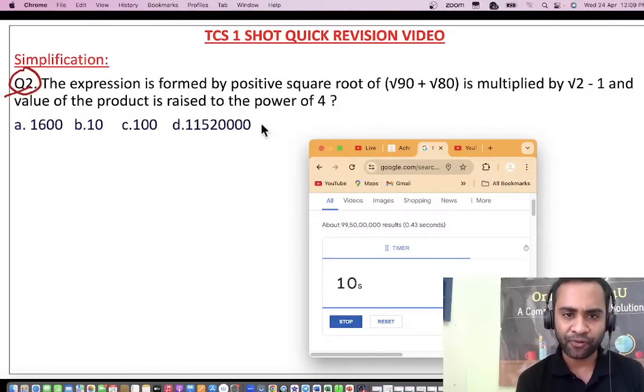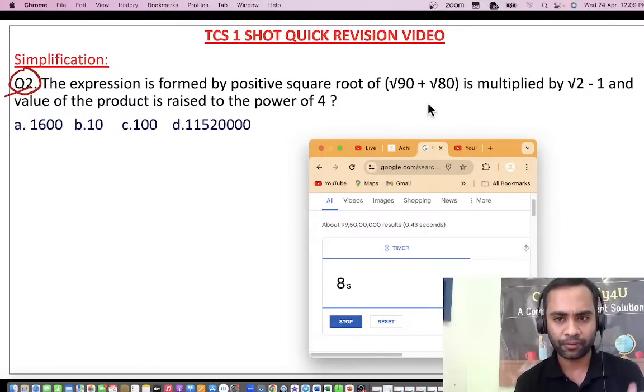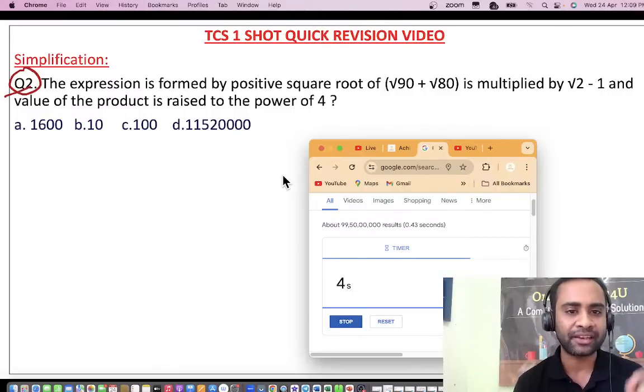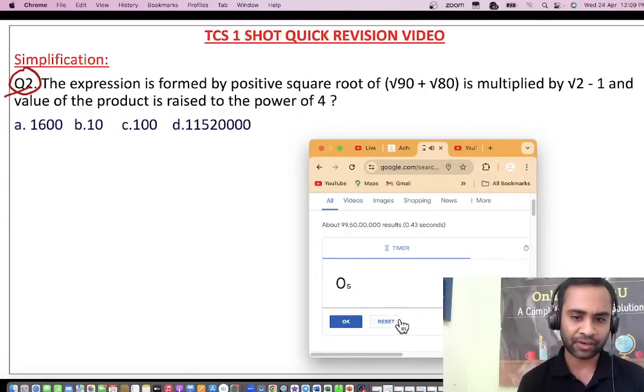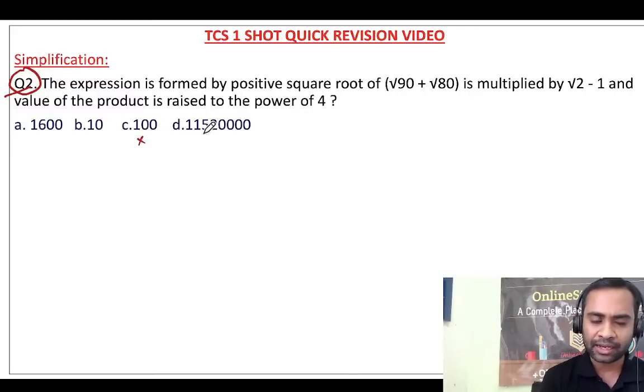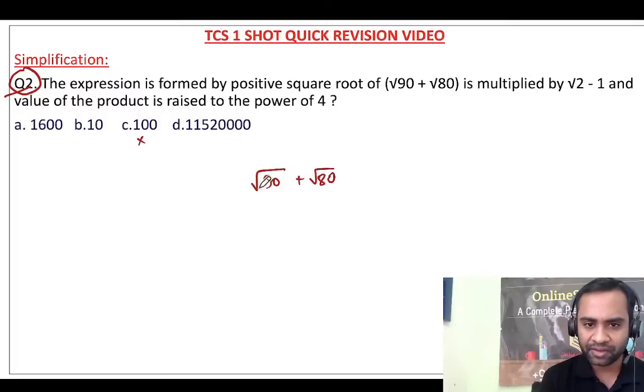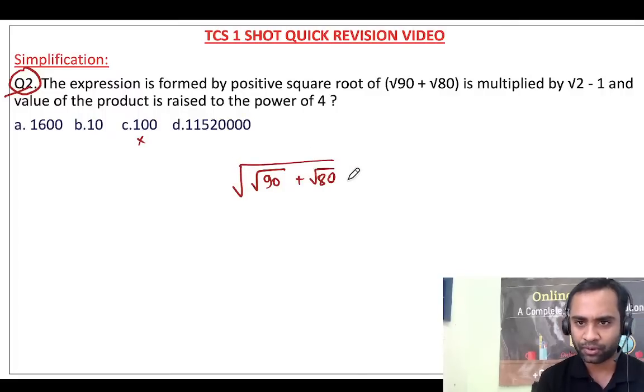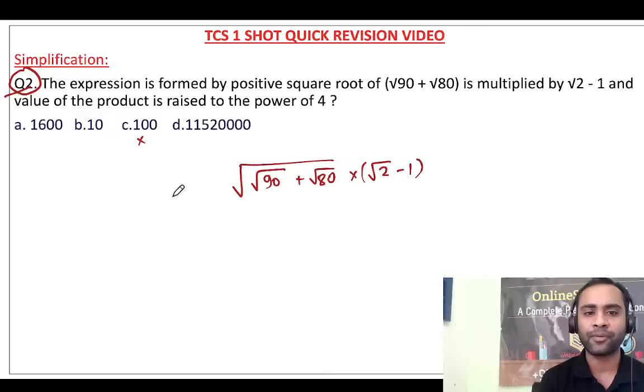The expression is formed by positive square root of this multiplied by square root of 2 minus 1, and the value of the product is raised to the power of 4. I have not received an answer, okay, Chaitanya has answered option C, but that is wrong. So what they're telling is, the expression is formed by positive square root of this multiplied by a square root of 2 minus 1, right?